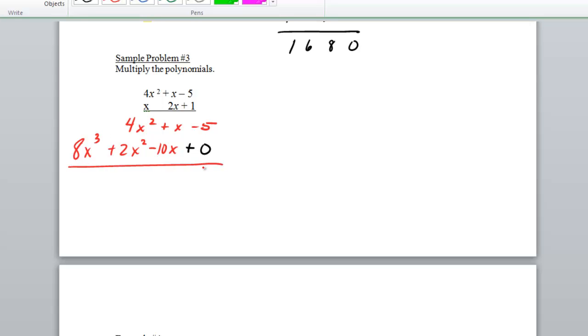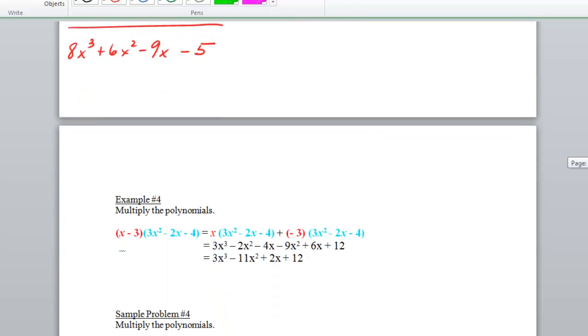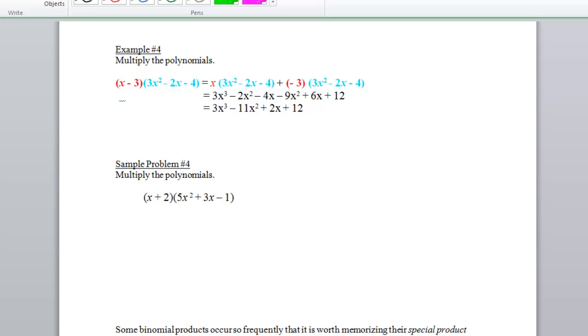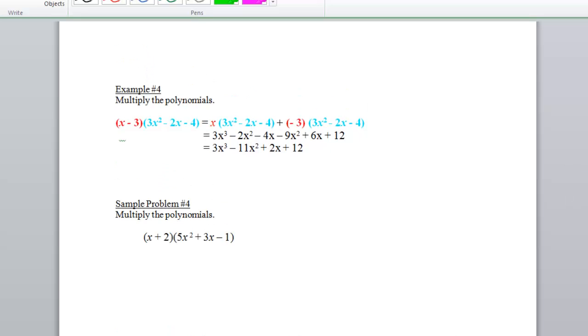Now we can see all of our like terms are lined up or stacked on top of each other. So it's simply combine those like terms. 8x to the 3rd plus 6x squared. And keep in mind that this is an understood 1. So that's minus 9x. And then a negative 5, and that would be our final answer. Now, that is an unusual way for you to probably multiply polynomials. Most of you are probably accustomed to seeing polynomials multiplied side by side.